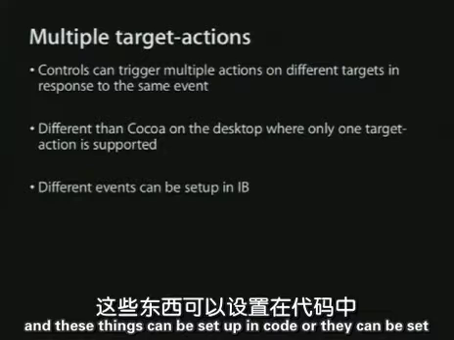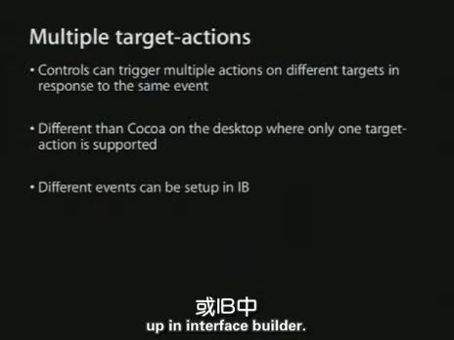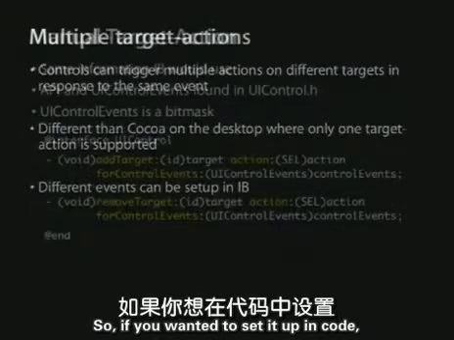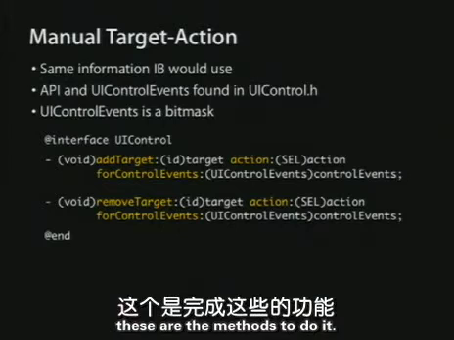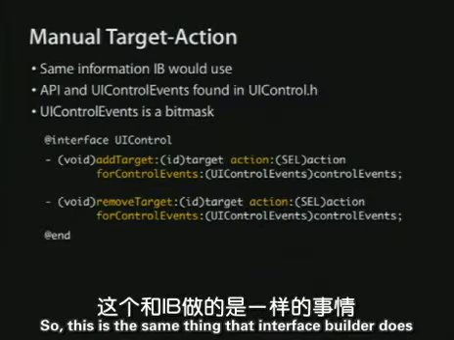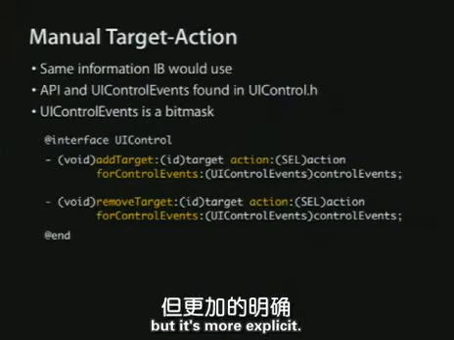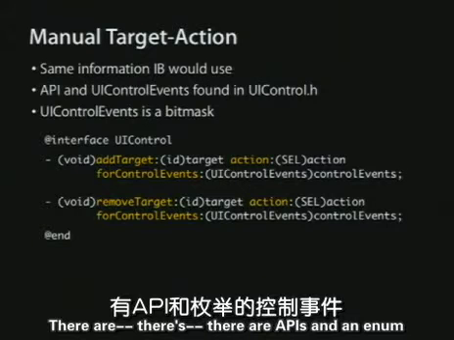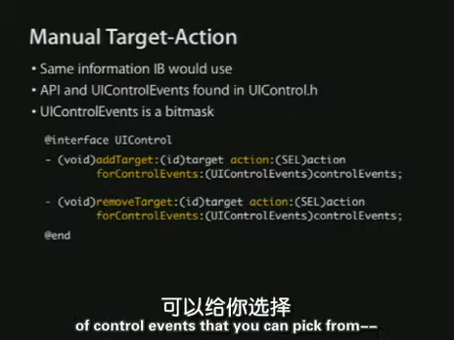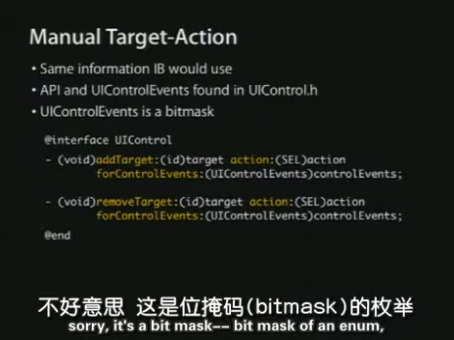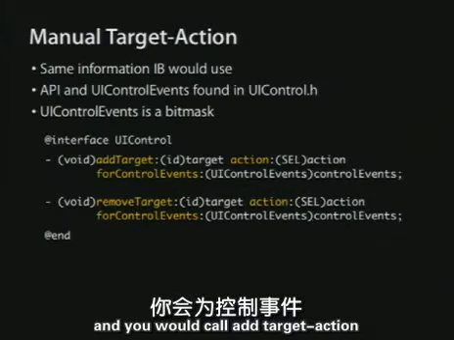And these things can be set up in code, or they can be set up in Interface Builder. So if you wanted to set it up in code, these are the methods to do it. This is the same thing that Interface Builder does, but it's more explicit. There are APIs and an enum of control events that you can pick from. Sorry, it's a bit mask of an enum. And you would call addTarget:action:forControlEvents.